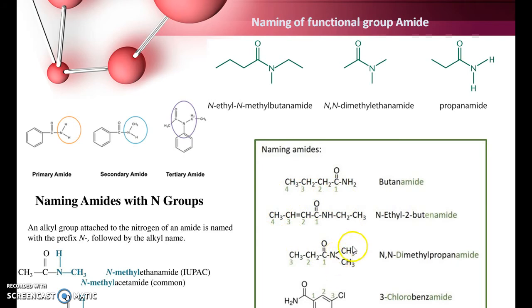So here the nitrogen is bearing 2 methyl units, so N,N-dimethyl propanamide, and this is an aromatic amide. So with respect to this carbon, this position is number 3, so 3-chlorobenzamide. Here also I have given some examples. For example, nitrogen is attached with only 1 methyl unit, so N-methyl, the total number of carbon in the system is 2, so ethanamide.